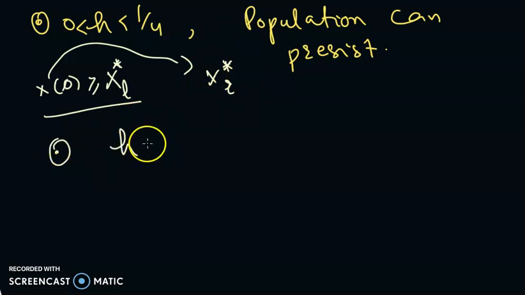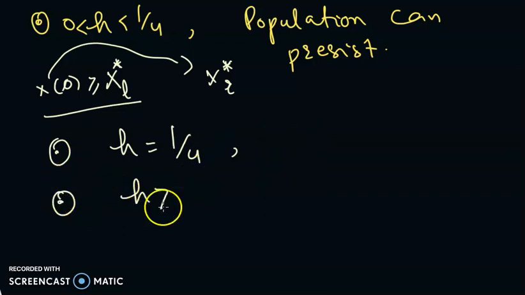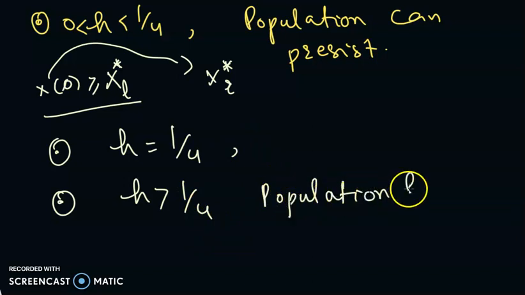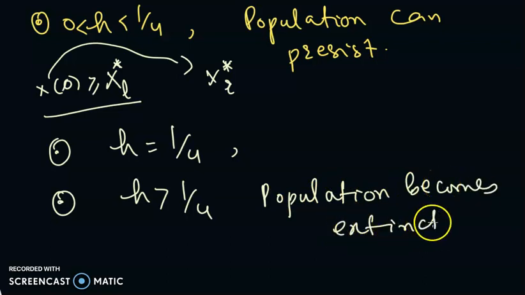And when h is equal to 1 by 4, a small change in harvesting, if h is slightly perturbed from 1 by 4, is going to be a question of fate for the population, or there is going to be a large change in the population. But when h is greater than 1 by 4, then the population becomes extinct at any rate of harvesting.